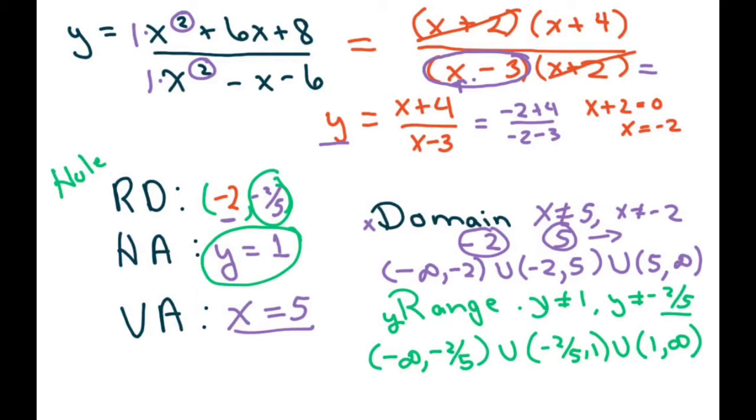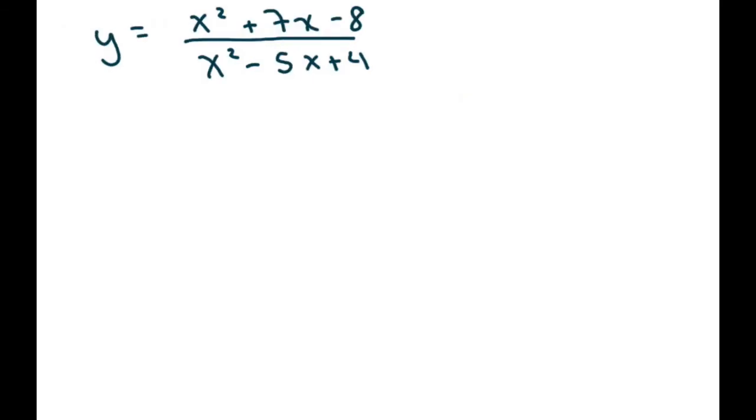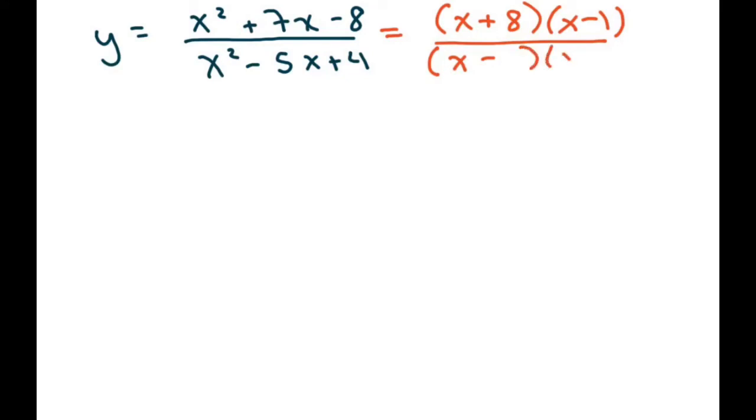Okay, next is this one, so we're going to go ahead and factor this. This one's pretty easy to factor. So it's plus 8, minus 1, because we have a 7. And then down here, they're both minus. Has to be a 4, so it's going to be minus 4, minus 1. You can put them in any order.